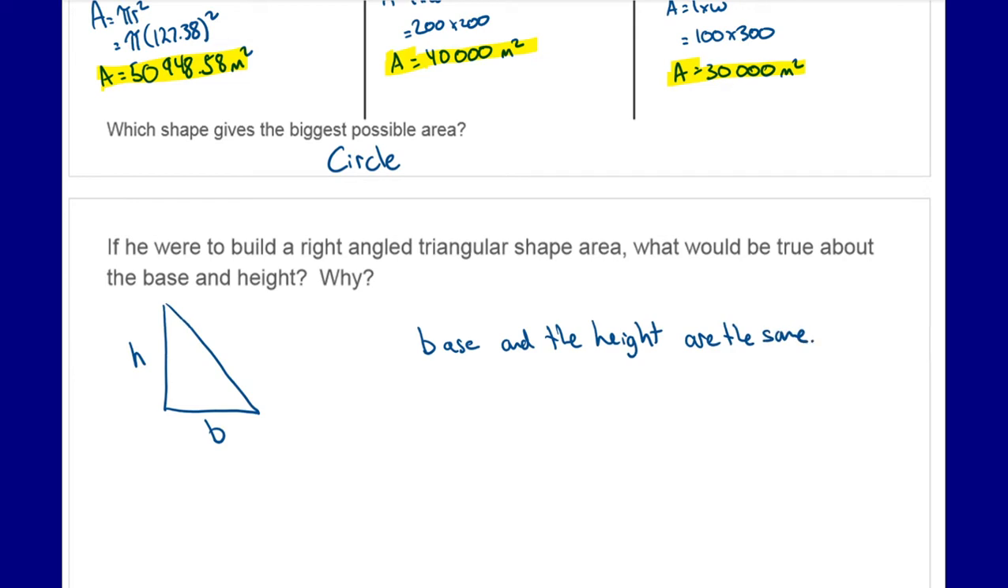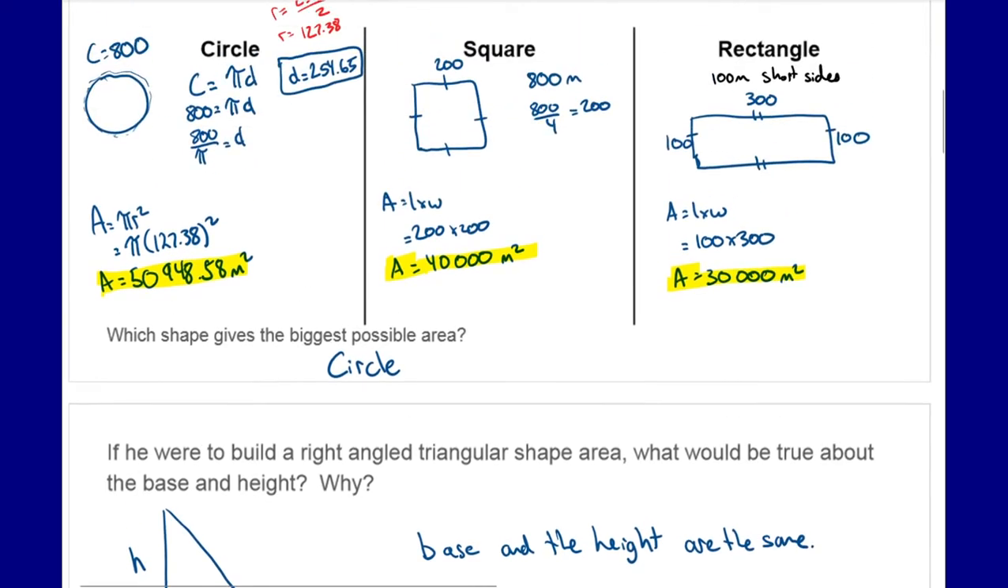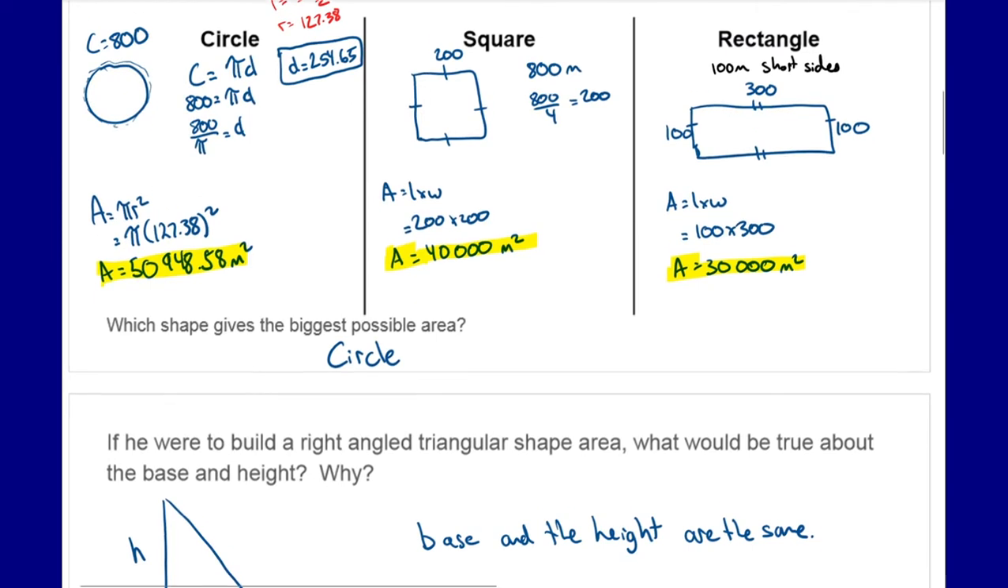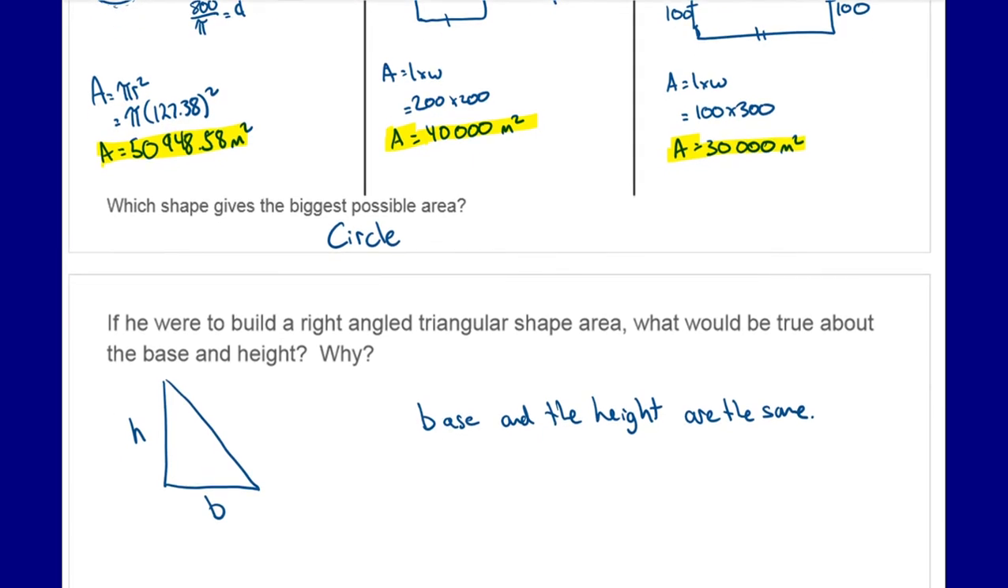One reason is because, again, looking at our previous answers, aside from the circle, the square is the best option, which means all sides are the same. So if I wanted to create a rectangular shaped area, I would need to make sure that the height and the base are equal in measurement.